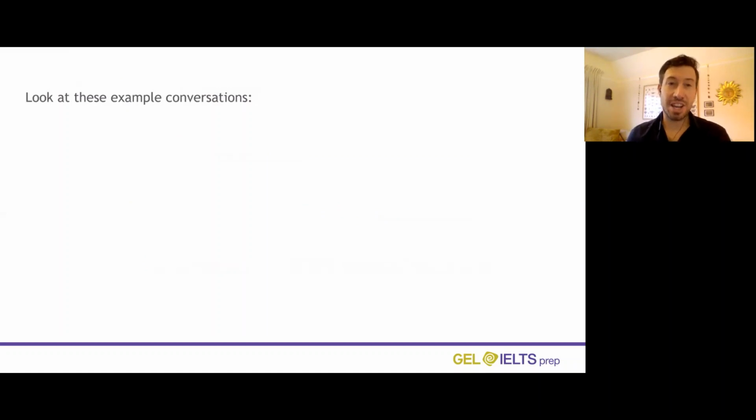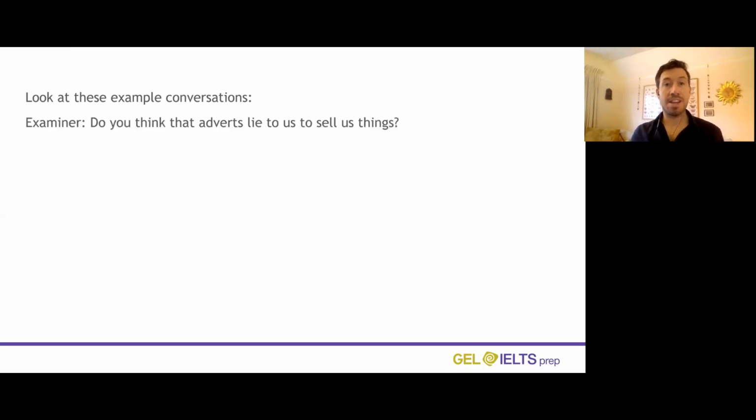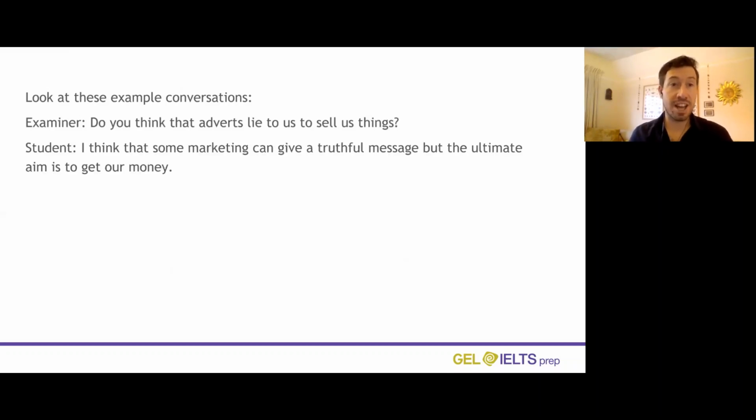Now have a little look at these example conversations so we can see how someone might use paraphrasing in the speaking exam. So the examiner says, do you think that adverts lie to us to sell us things? And the student says, I think that some marketing can give a truthful message, but the ultimate aim is to get our money. Now, the student has paraphrased some of this.